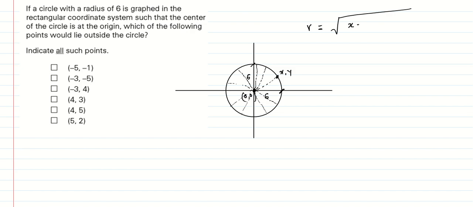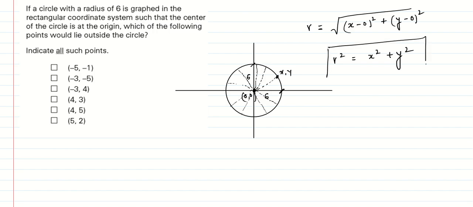Correct, no? (x minus 0) whole square plus (y minus 0) whole square. So can I say that r square equals x square plus y square when the circle's center is on the origin? Correct, no? I'll plug in, that's all.